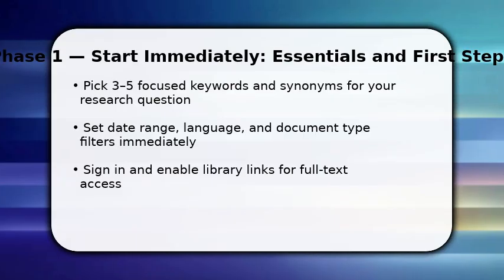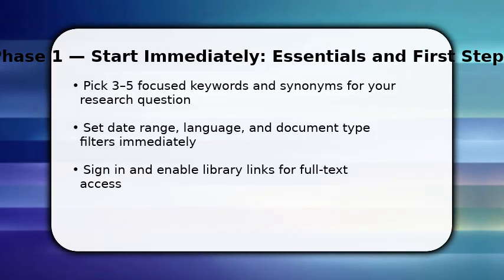You begin by narrowing scope. Choose 3 to 5 focused keywords and related synonyms so searches return relevant papers. Once done, open Google Scholar and sign in. This unlocks library links and saved alerts.